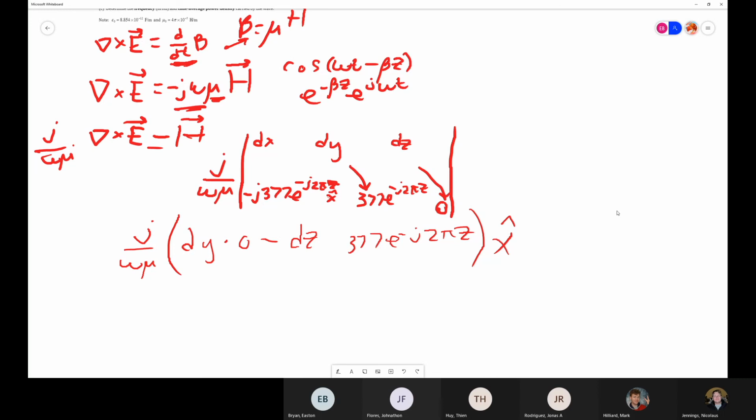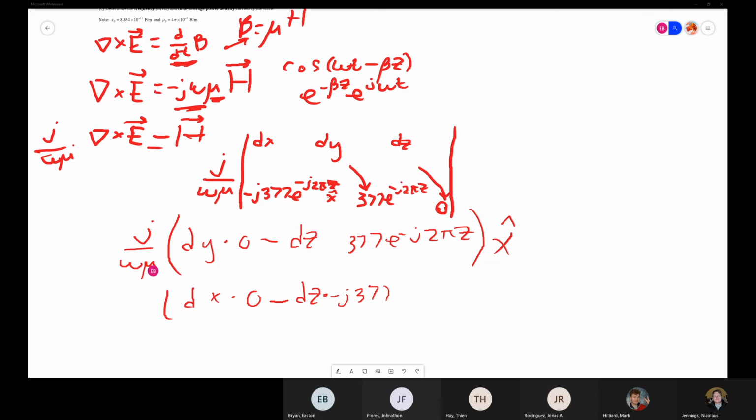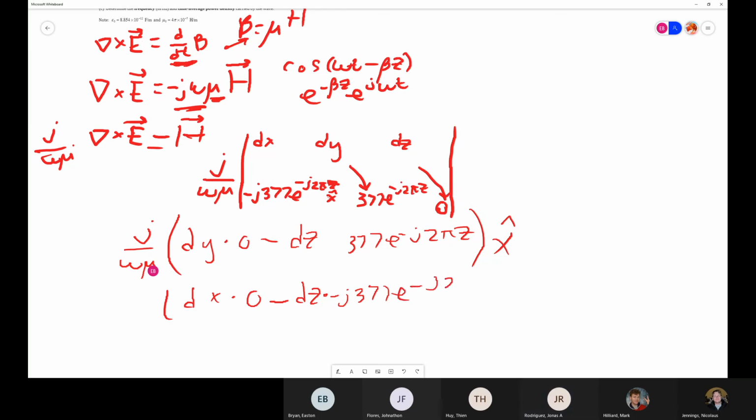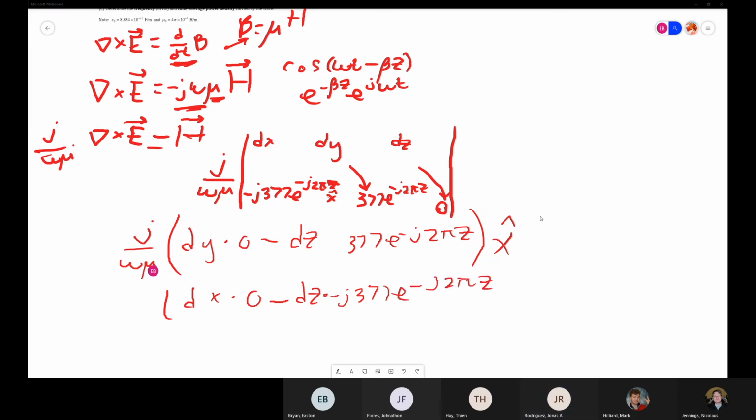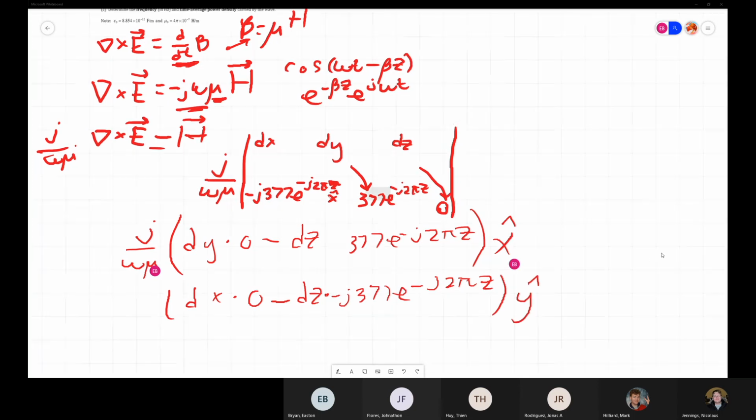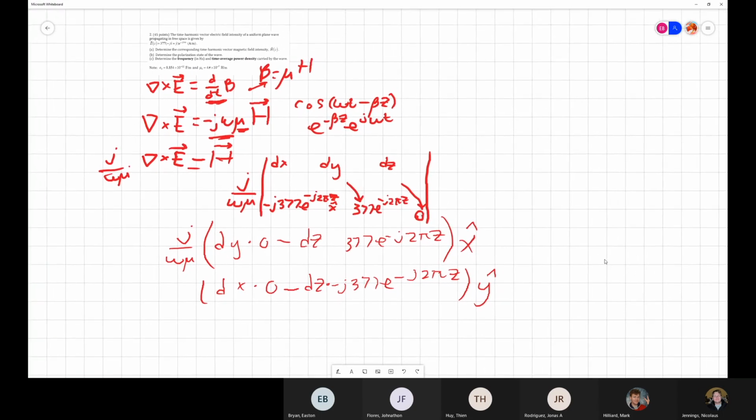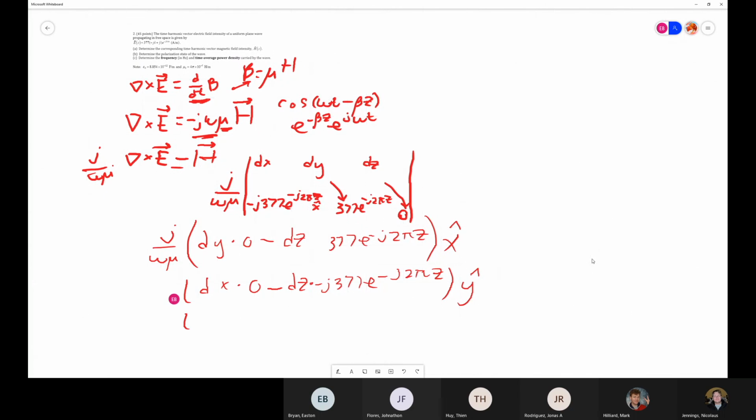Yeah, so then you're going to cover up the y column. So for the y, you have dx times 0, and then minus dz times negative j377 e to the negative j2 pi z, and that's your y component. And also, when you're doing the y component, the sign is flipped.